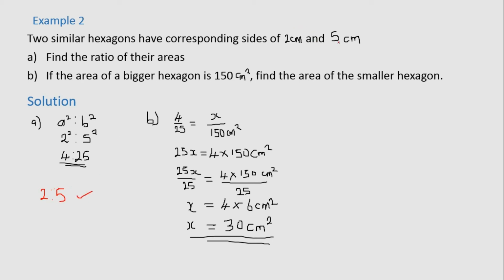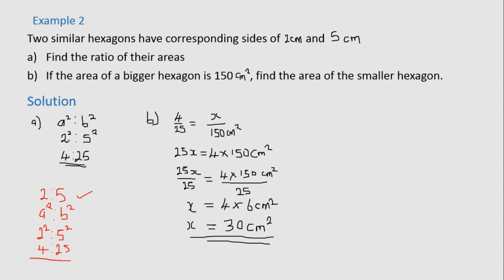After you found the ratio of the two corresponding sides, you have to find the ratio of their areas. And we said for you to find the ratio of their areas, all you need to do is to square the ratio of the corresponding sides. So we're going to say 2 to the power 2 and 5 to the power 2, which is just 2 times 2, which gives you 4, then 5 times 5, you're just going to have 25.